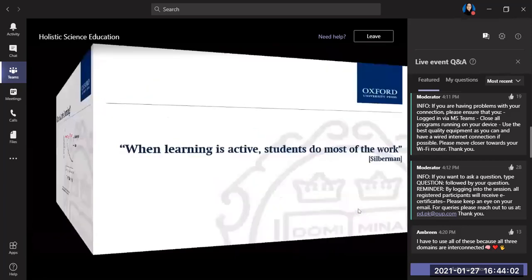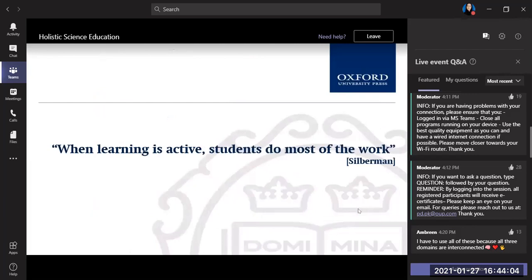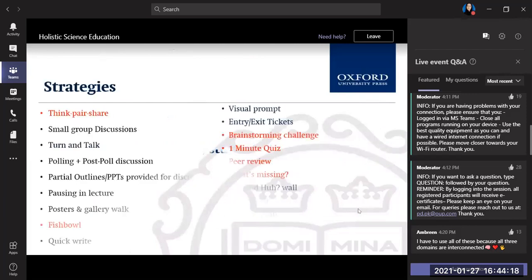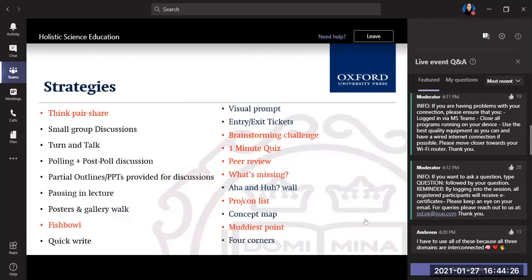So basically, when learning is active, students do most of the work, and that is what holistic education is all about: you make the children do the work, you make the children be engaged, and that will help the children retain a lot of their learning. Now, these are some of the strategies that I have, and the strategies marked in red are the ones that are part of your handout. You may want to open it. I have not mentioned all the strategies. I'm just going to make you go through the handout. I hope you've opened it at this point.